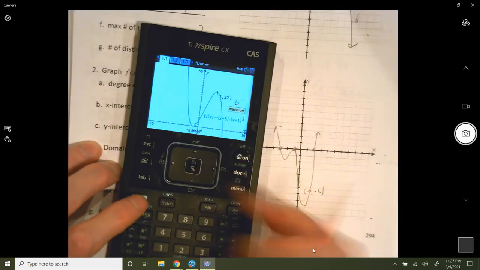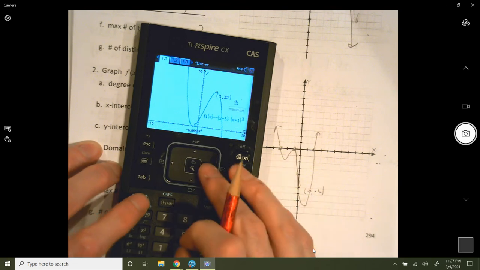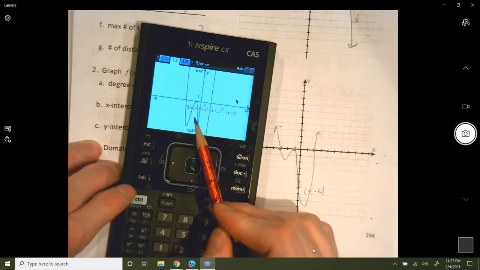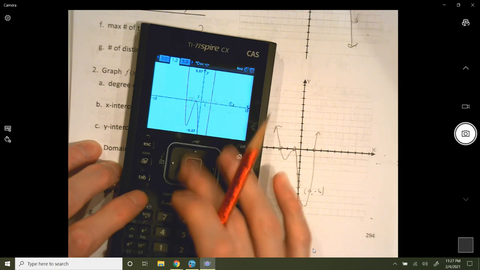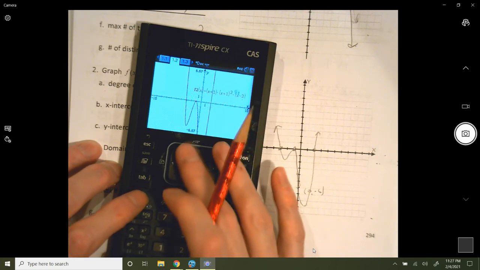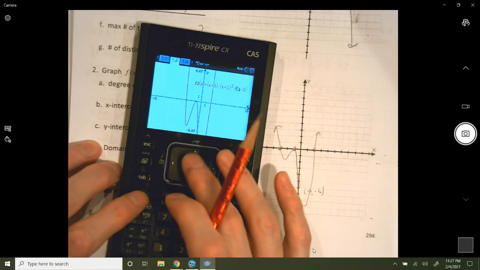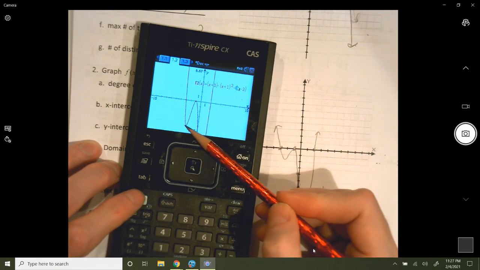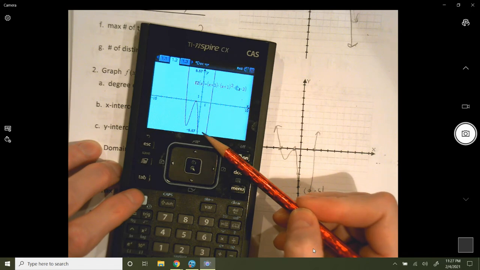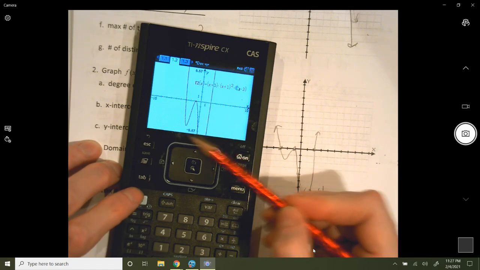So I'm going to go to the next one. I've actually already graphed this one. Move this out of the way, save some time, but you can go ahead and pause this and graph this on your own. Okay, so looks like this turning point I've got to find, and I've got to find another turning point down here. So I'm going to make my Y min go down further.